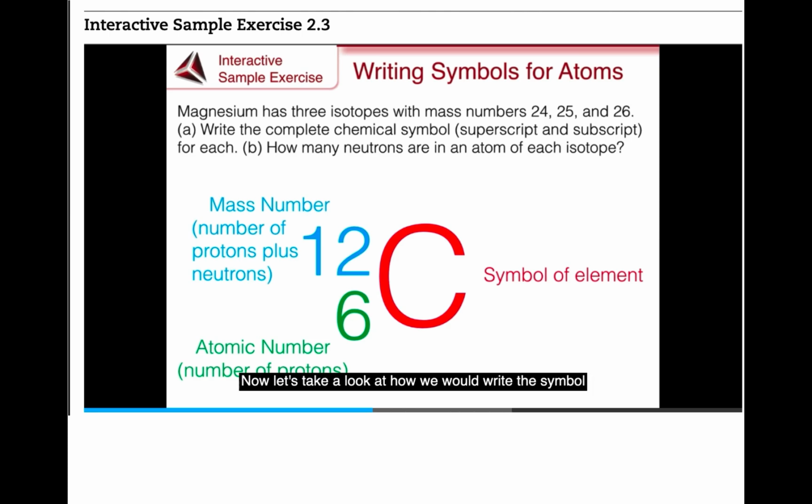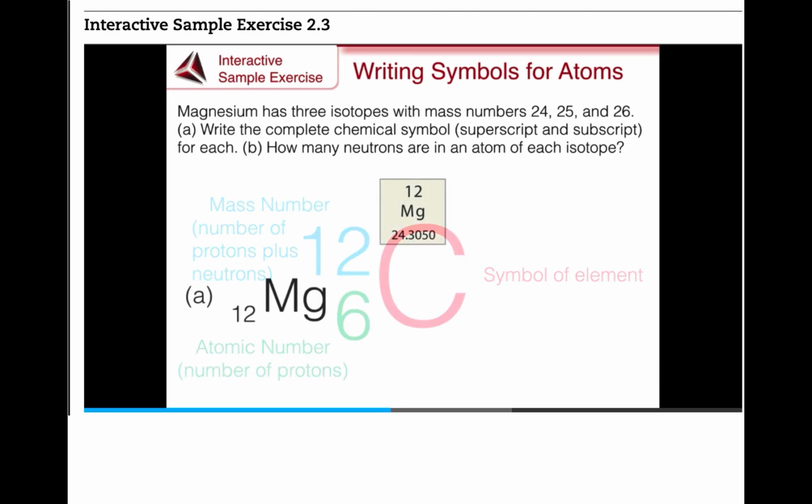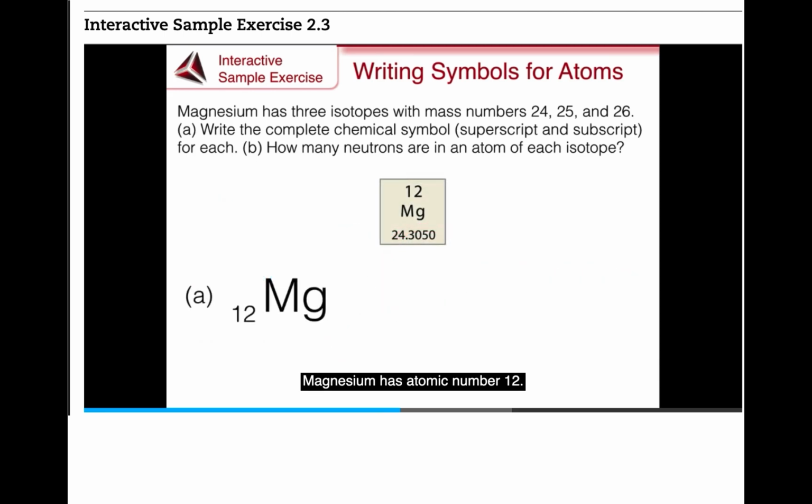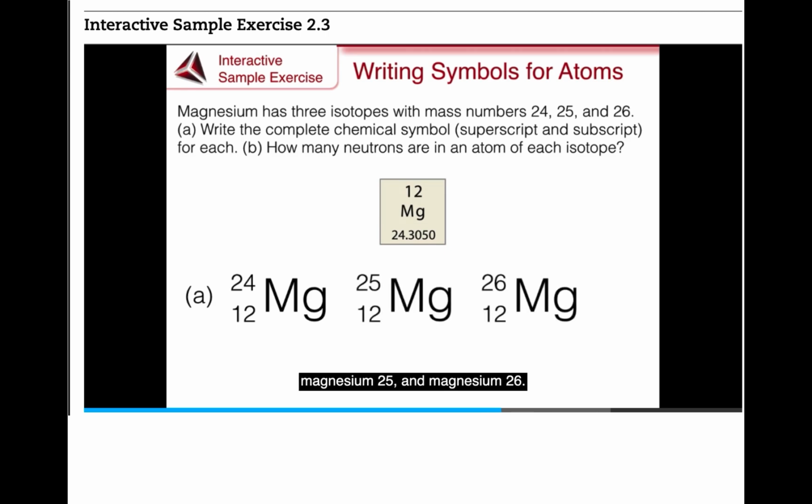Now let's take a look at how we would write the symbol for the 3 given isotopes of magnesium. Magnesium has atomic number 12, so all atoms of magnesium contain 12 protons and 12 electrons, and we represent this with the subscript of 12 in the atomic symbol. We now need to complete the atomic symbol by placing the mass number as a superscript. The 3 isotopes are therefore represented by magnesium 24, magnesium 25, and magnesium 26.